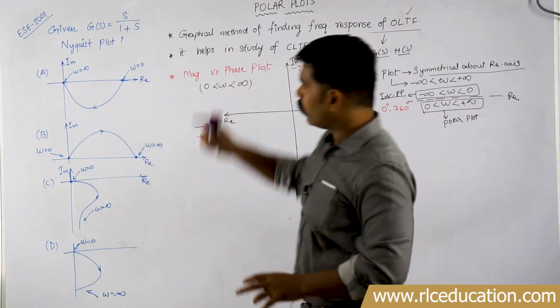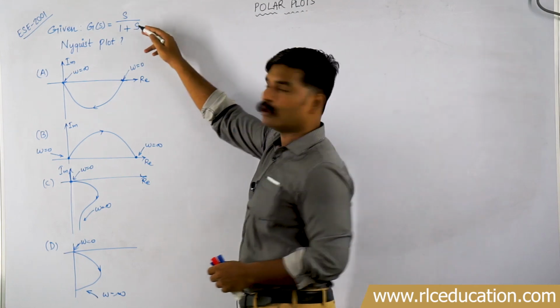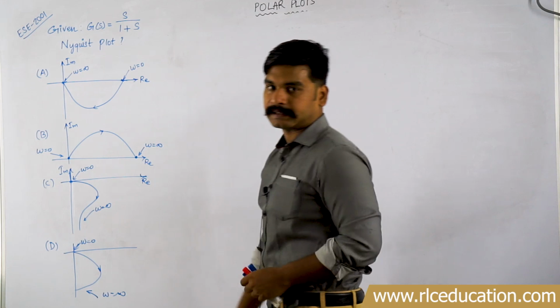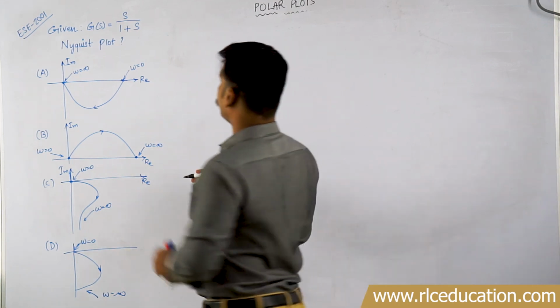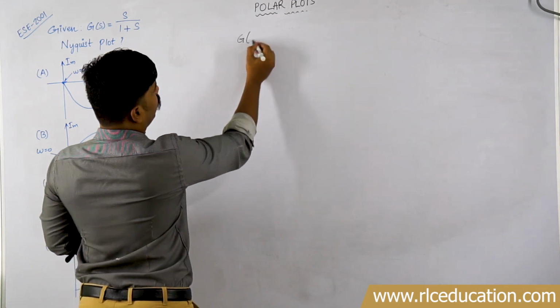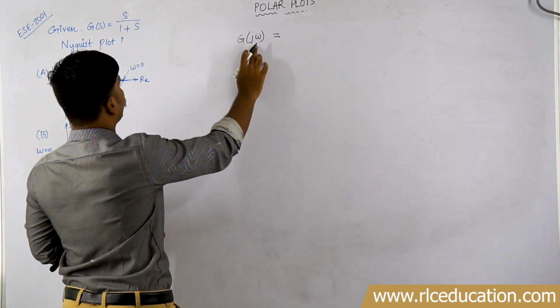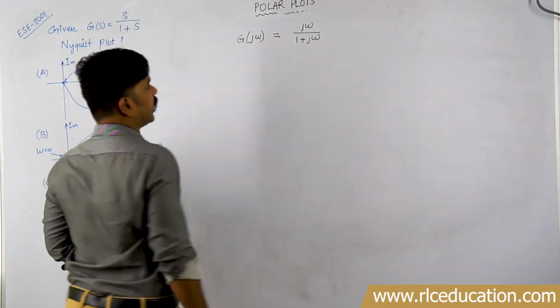Now let us try to solve this question which is given on the board. So in this question, he has given you an open loop transfer function G of s is equal to s by 1 plus s. So what I will do is, I will write it in the form of G of j omega. That means simply instead of s I will put j omega. So if I put j omega, then the transfer function converts like this. So this is the transfer function.